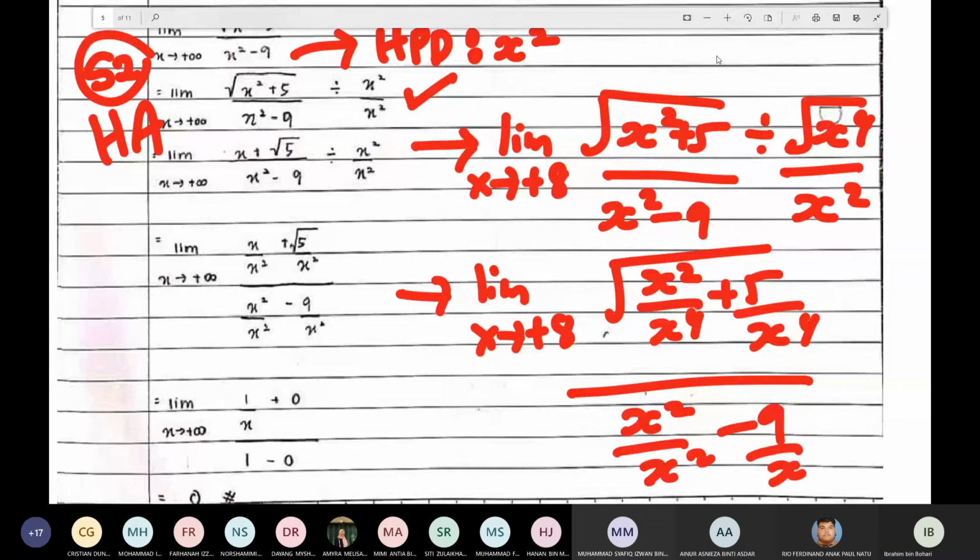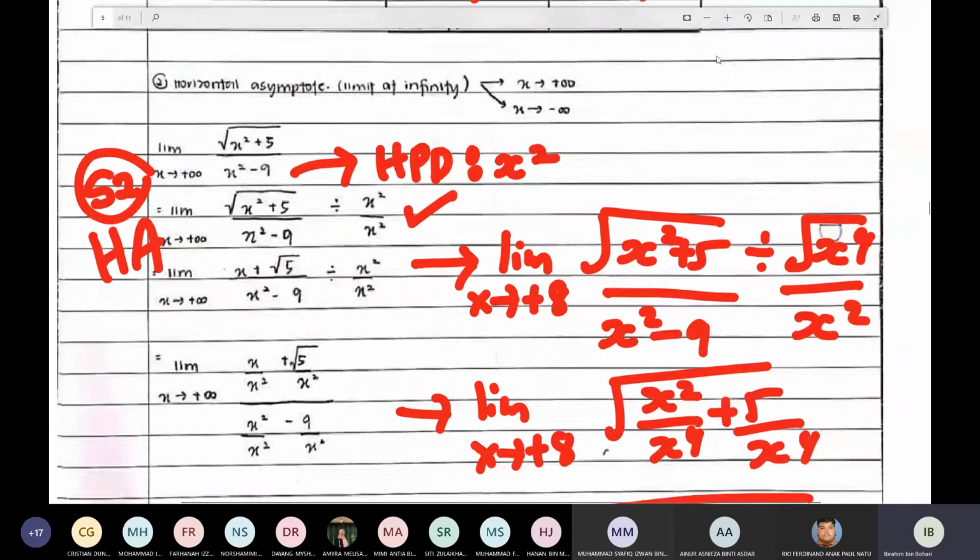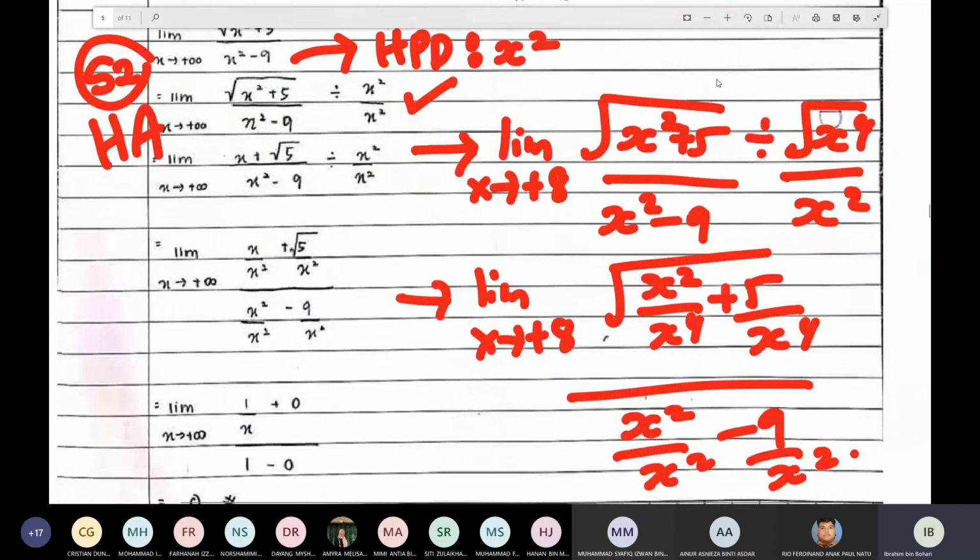Okay, you check solution. First, limit of the cube root of x squared plus 5 divided by x power 4. Cube root divided by cube root, and denominator here x squared minus 9 divided by x squared. Dia punya solution. And answer, you substitute infinity into the function, and answer here equals to 0.